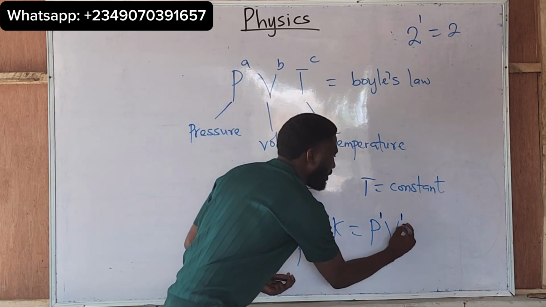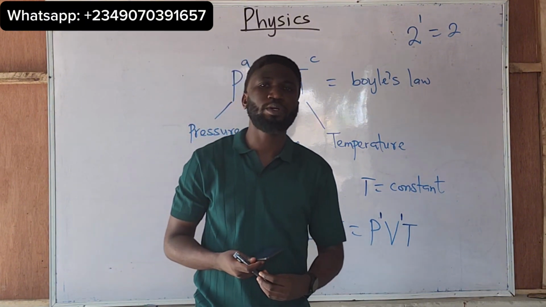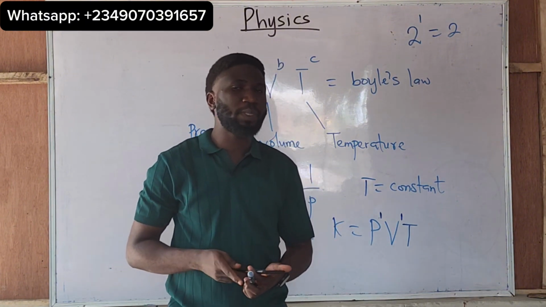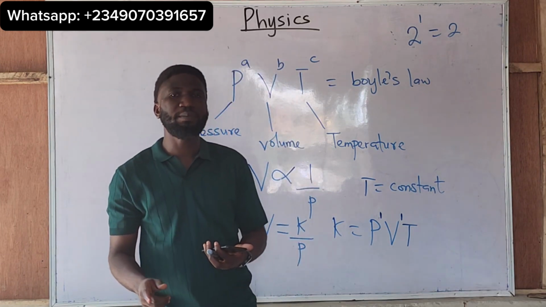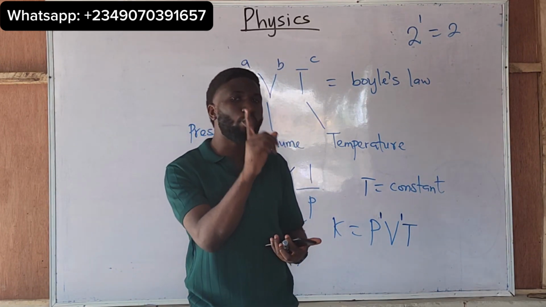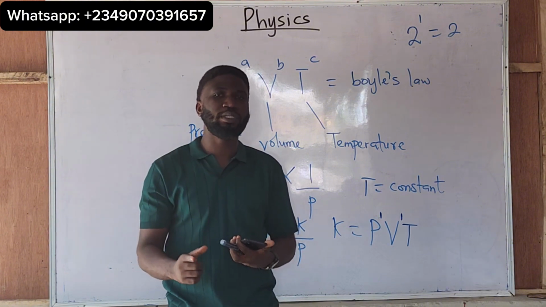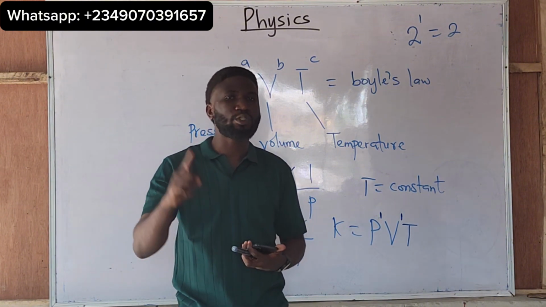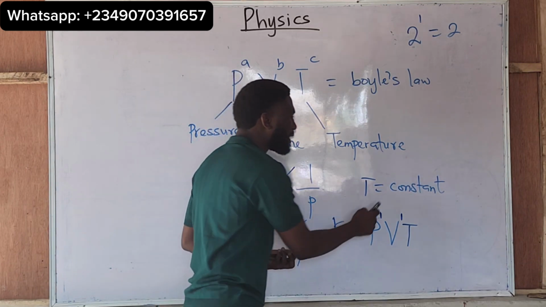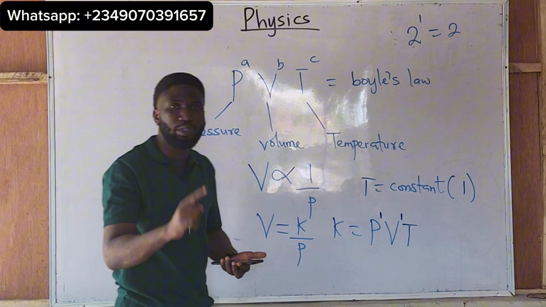So what about the temperature? Whenever you have been told that a given variable is constant, that means the variable needs to be 1. I'm not talking about the index now. If you are told that A is constant, that means A is 1. Here we are told that T is constant, so that means T needs to be 1. It has to be 1.